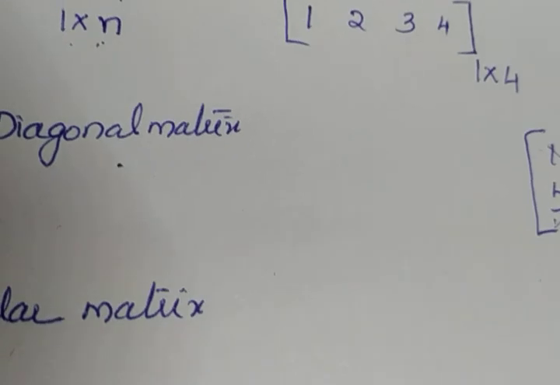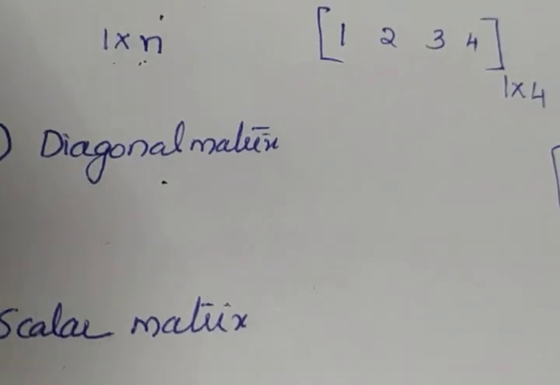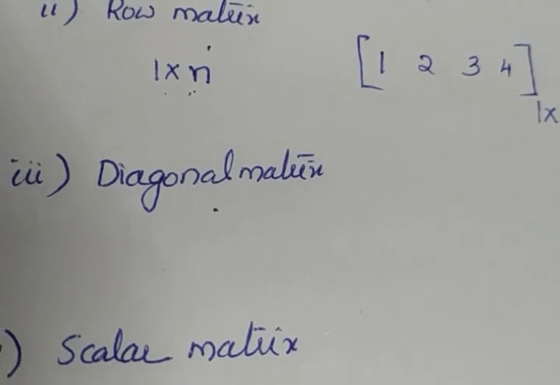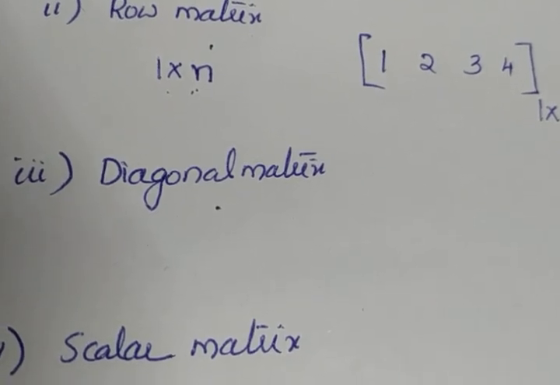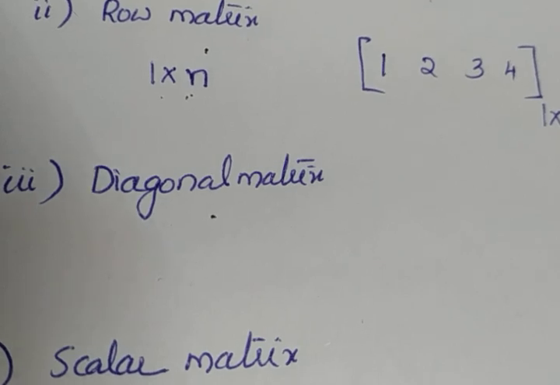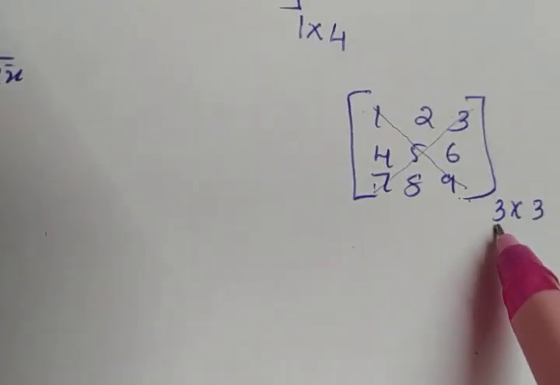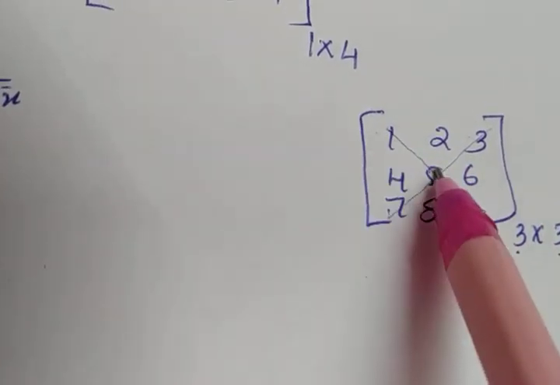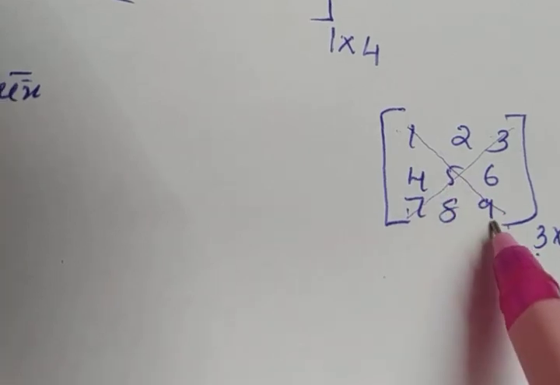Same way, if you want to describe a square matrix, can you say what a square matrix is? A square matrix is a matrix with the number of rows equal to number of columns. So I took an example like this. Number of rows is 3. Number of columns is also 3. So the main diagonal elements are 1, 5, 9.